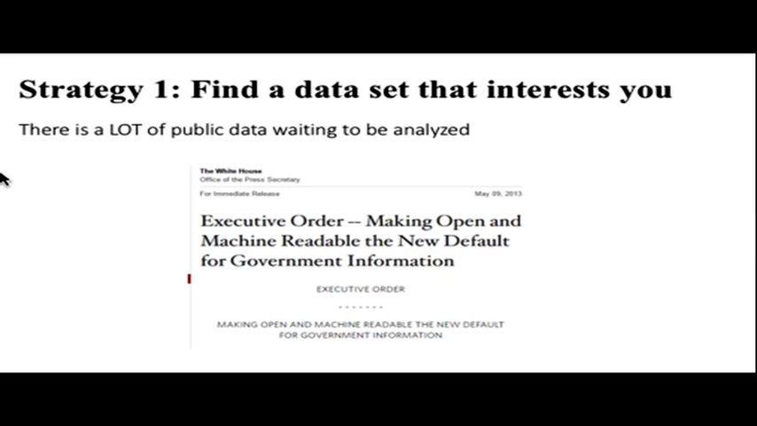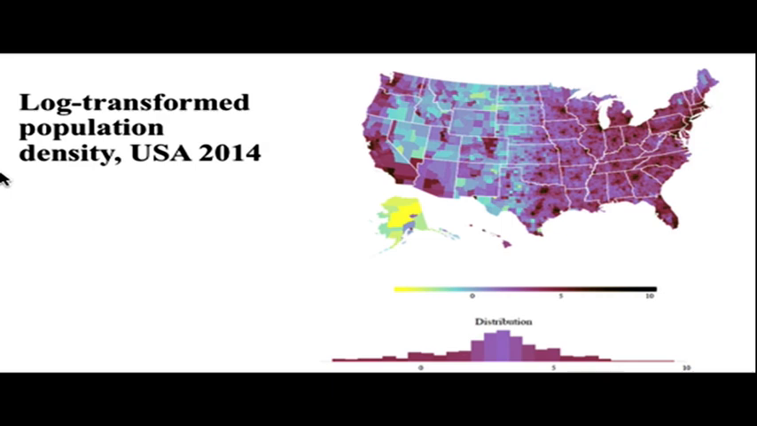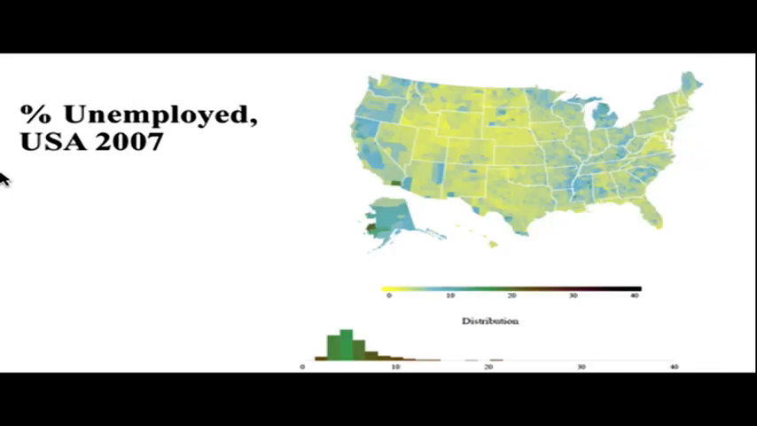So what are some things that I found that are open source online right now? You can take a look at the MDs per capita, so how many doctors there are per people who live in counties. Simple stuff like population density. What about unemployment? So this is in 2007.